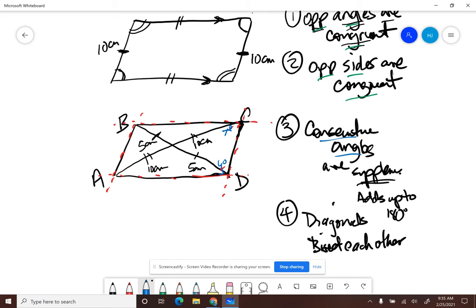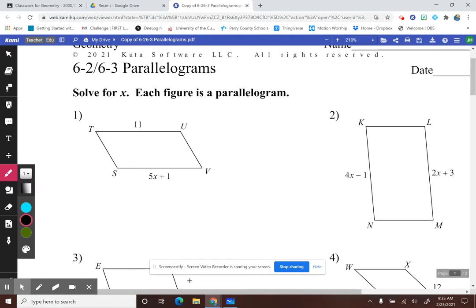So probably the best way to do this, just dive in to the actual practice and let you kind of see how you're going to be applying this, okay? So we're going to look at number 1 here. And again, it's telling us to solve for X, and each figure is a parallelogram. So it is telling us right off the bat that this is, in fact, a parallelogram. So because it's telling us it's a parallelogram, we can assume all those rules are true.